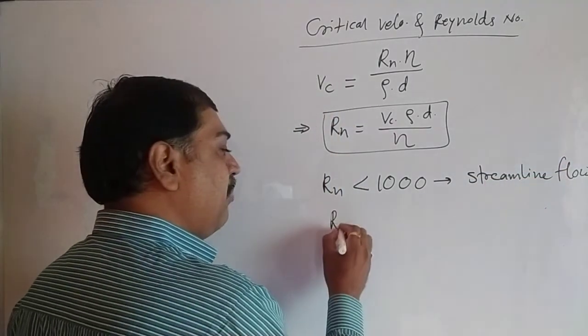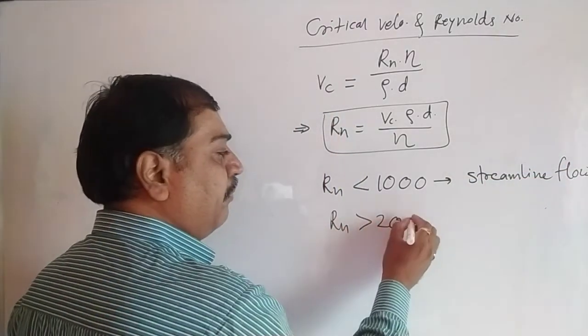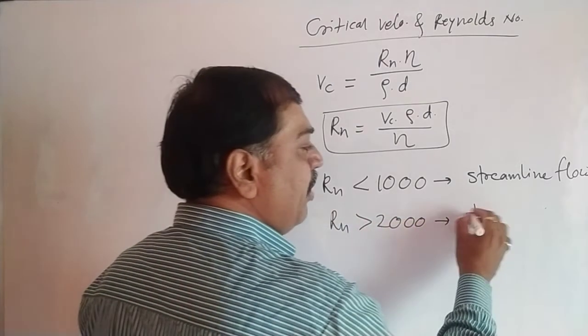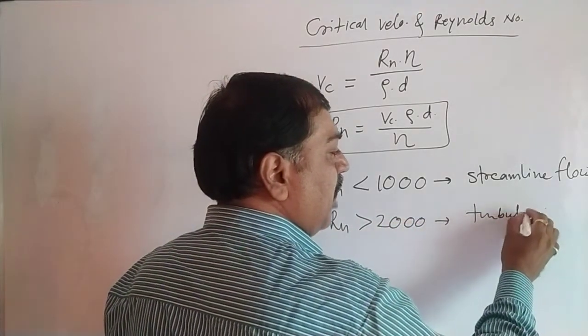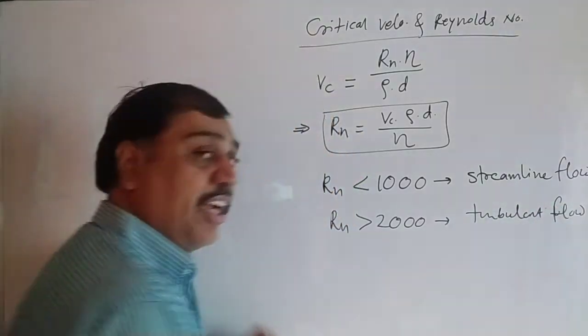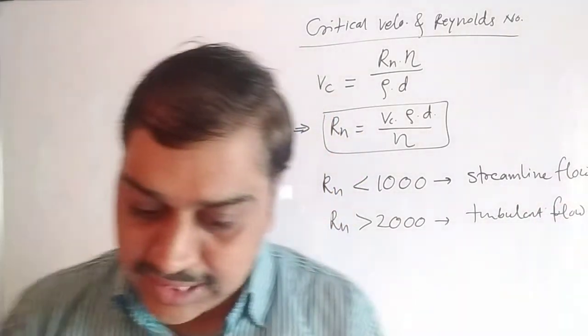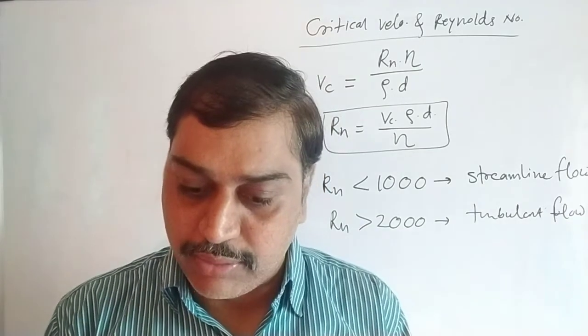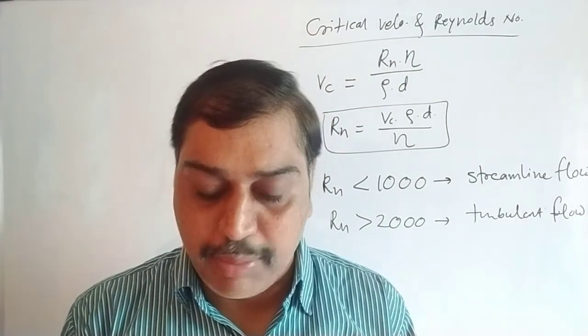If the Reynolds number is greater than 2000, then the flow is said to be turbulent flow, because the velocity has increased beyond the critical velocity. Greater than 2000, the flow of fluid is said to be turbulent.